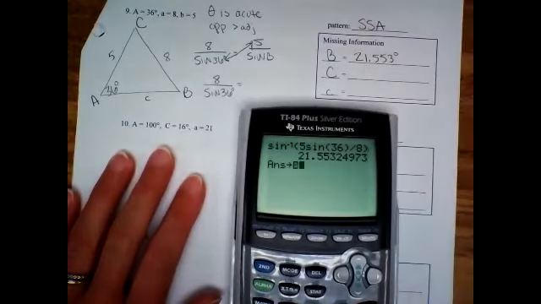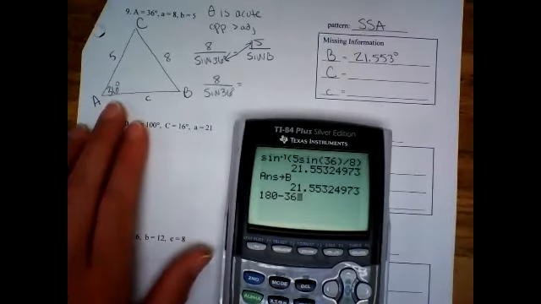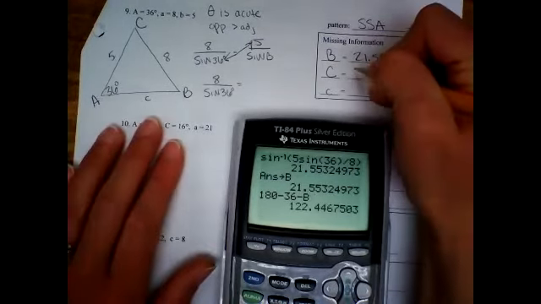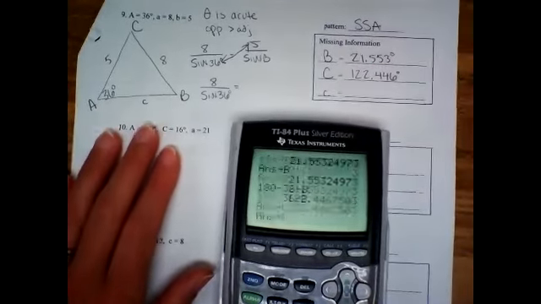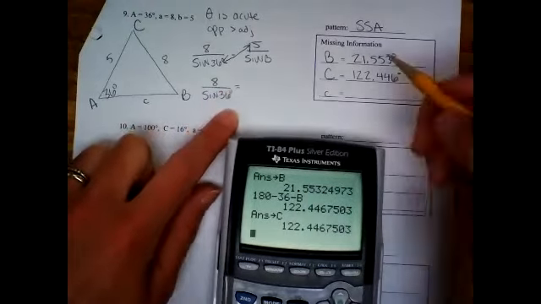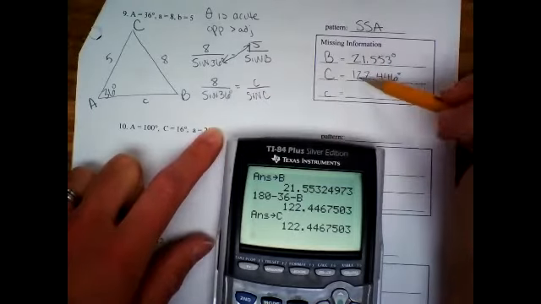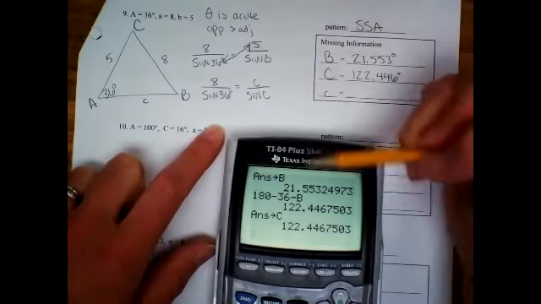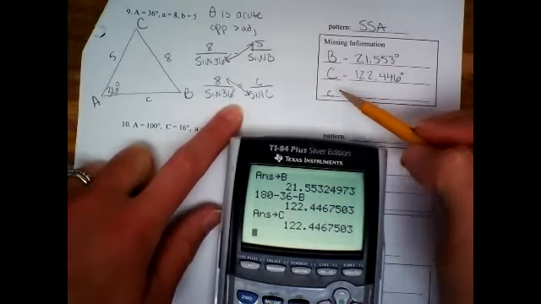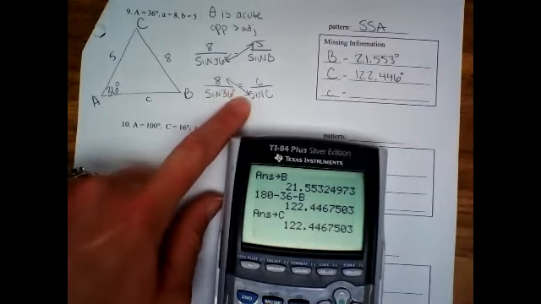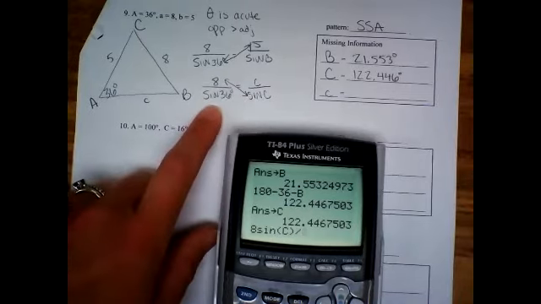So I'm going to store that as B. To get C, I'm going to do 180 minus the other. So 180 minus 36 minus B. Store that as C. And then we have to do one more ratio to get little c. So it'll be little c over sine of big C. You can write 122.446 if you want, but just make sure you use the stored value. We aren't going to hit second sine because we're not looking for an angle. We're looking for a side. We're just going to cross multiply and divide. So 8 sine of C divided by sine of 36.